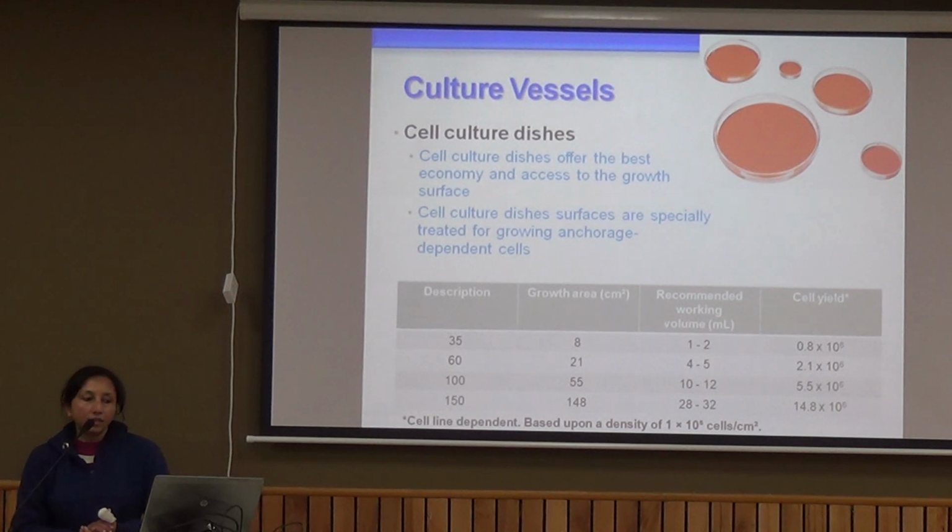The second vessel is cell culture dishes. You can also call them Petri dishes. Petri dishes are available in circular form and they have a cover so that sterile conditions can be maintained. They can be covered so that contamination does not enter easily. Also, Petri plates can be sealed with the help of tape. Cell culture dishes offer the best economy and access to the growth surface. The cell culture dish surfaces are specially treated for growing anchorage dependent cells.